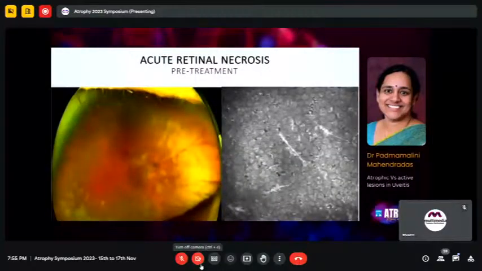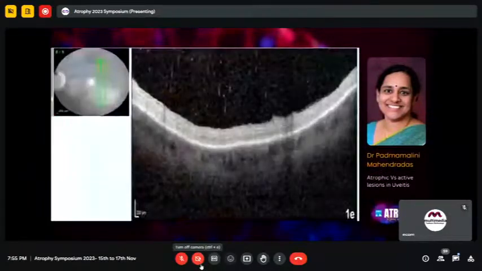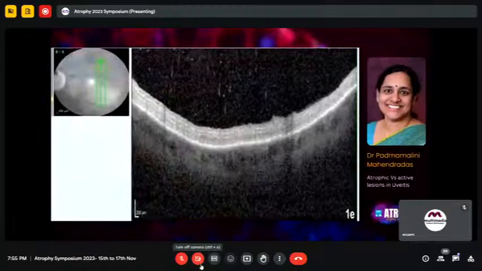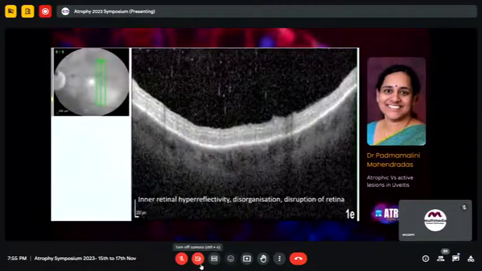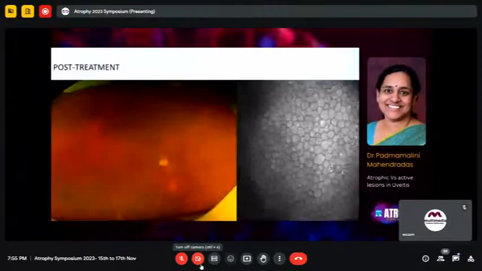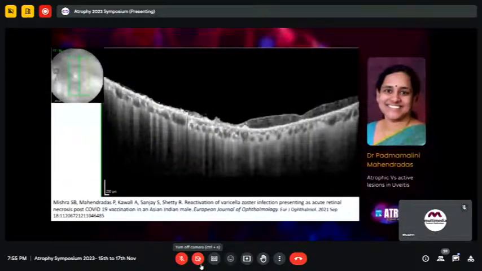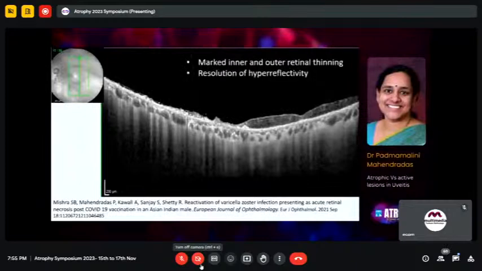Next, we'll move on to acute retinal necrosis. Here, it's classically described as Swiss cheese pattern with infiltrative pattern of keratic precipitates on confocal microscopy. This is secondary to varicella zoster virus infection, shows inner retinal hyperreflectivity, disorganizations and disruption of the retinal layers. Following treatment with antiviral and systemic steroids, we could see the resolution of the retinitis with thinned out retina.